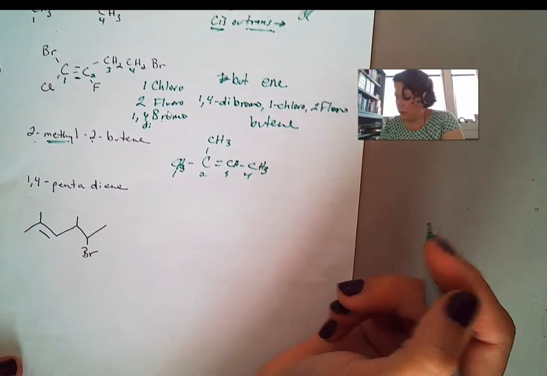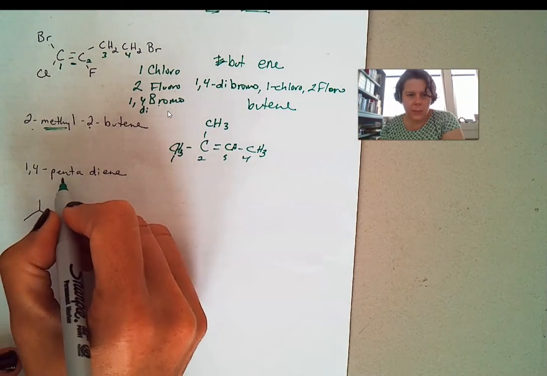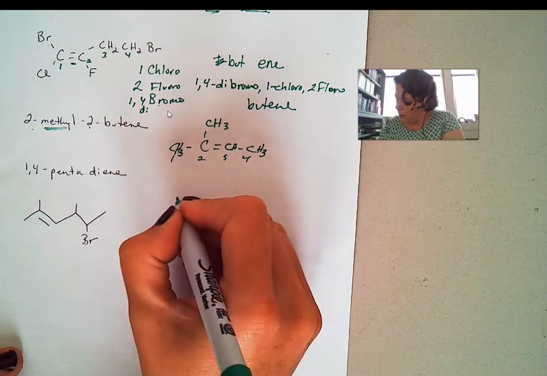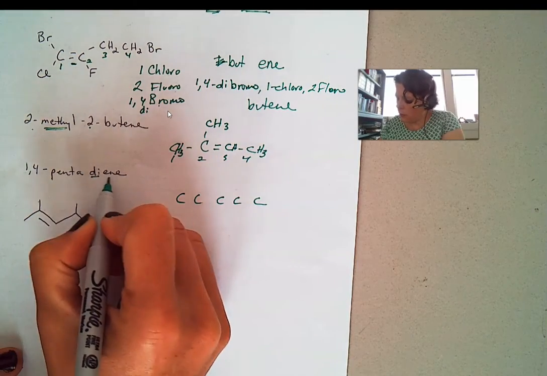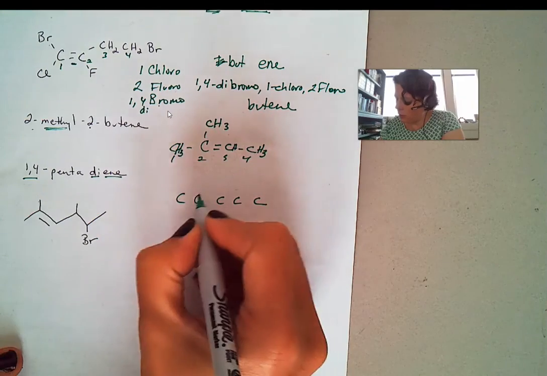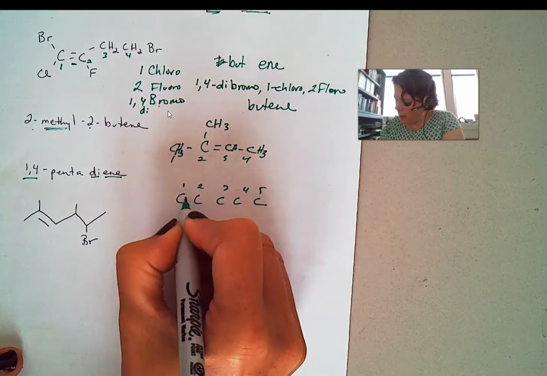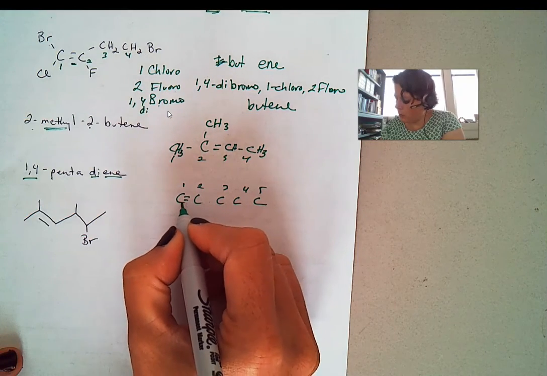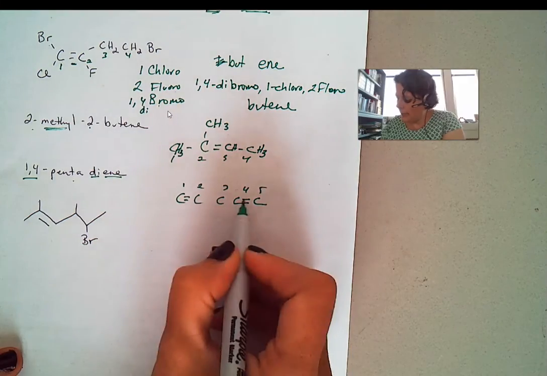So 2-methylbutene. This one right here, so we know it's pentadiene, so we know it's 5 carbons. 1, 2, 3, 4, 5. We have 2 double bonds on the first and fourth carbon, so this is 1, 2, 3, 4, 5. And then the 4 here says there's one on the fourth carbon, so 1, 2, 3, 4. So 1,4-pentadiene.